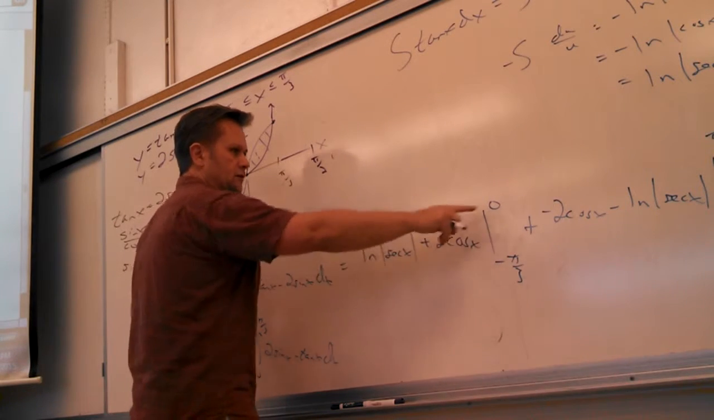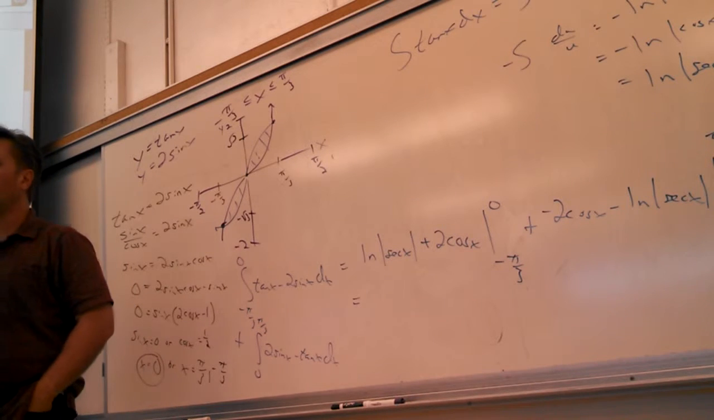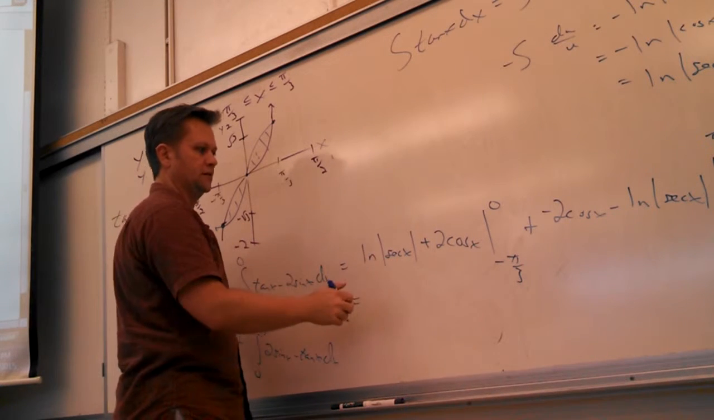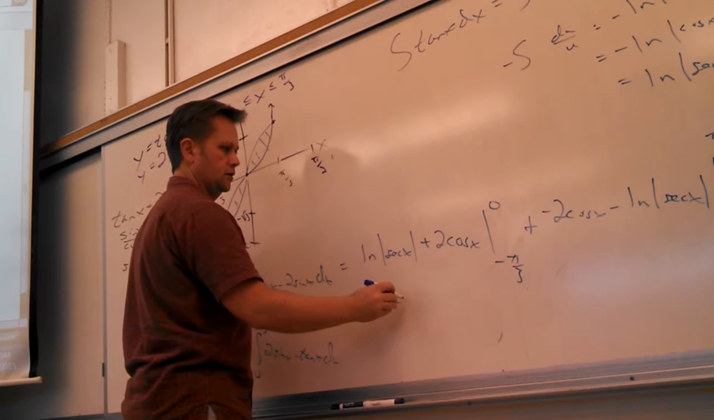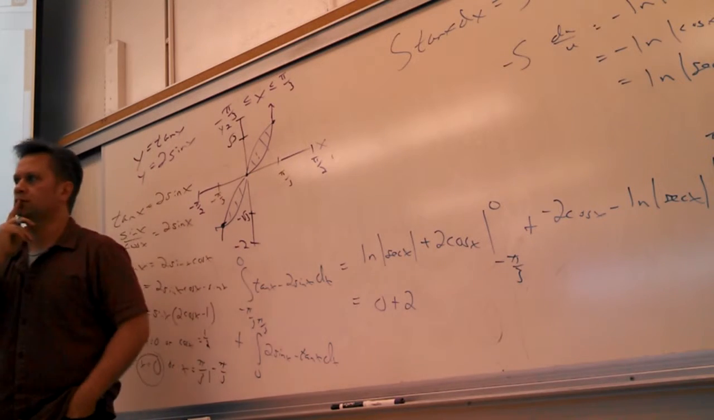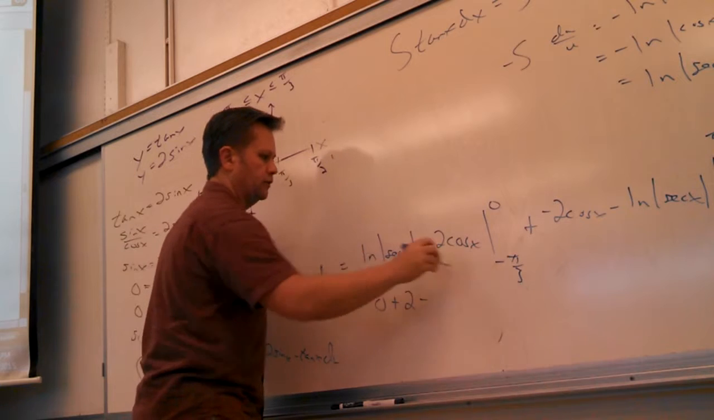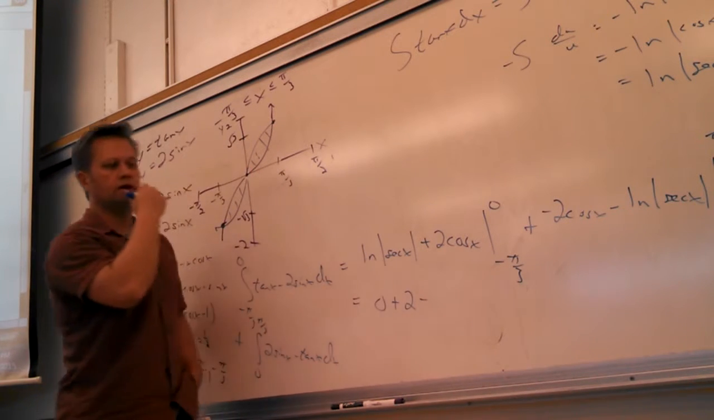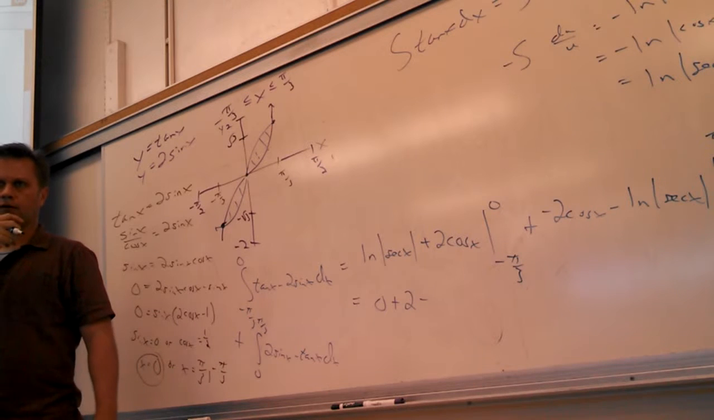So what's the secant of 0? 1. And what's the natural log of 1? 0. I love it. 0 plus, and what's cosine of 0? Good, 1, so it'd be 2 times 1 is 2. I like it. So that's when I plug a 0 in. Minus, plug a negative pi over 3 in. What's the secant of negative pi over 3? 1/2. 1 over 1/2, so it's 2.